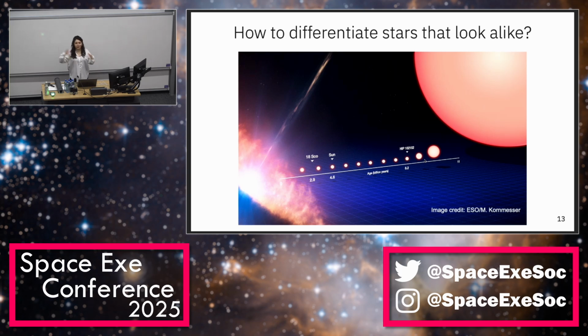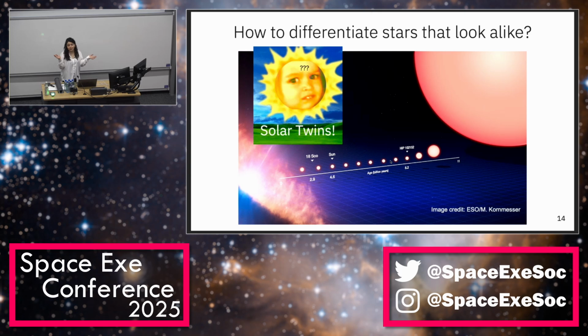And when we look at a red giant, for example, we can know that this star is older than the sun. But when we look at a star that is in the main sequence, it's difficult to tell if the star is older or younger than the sun. And how can we do this? So basically, we use solar twins.